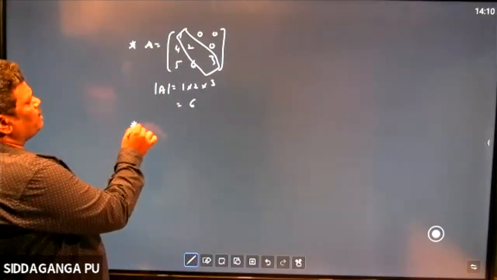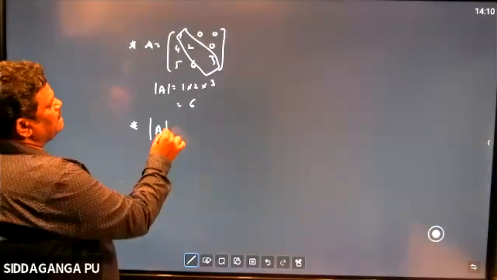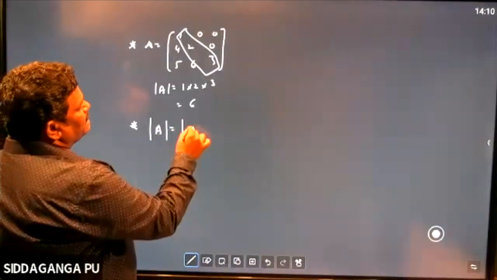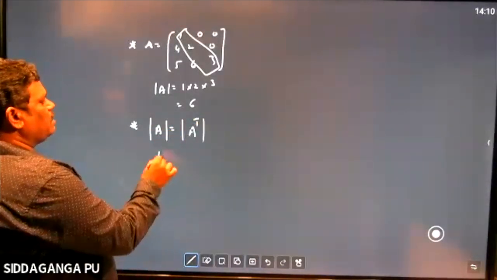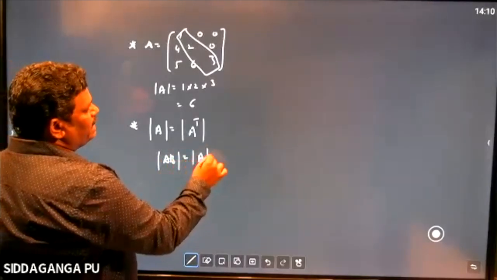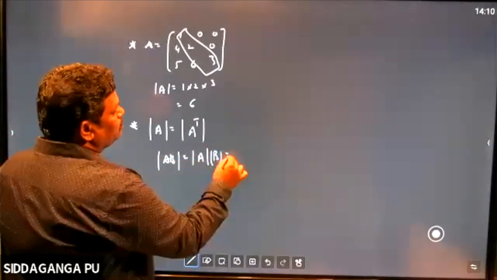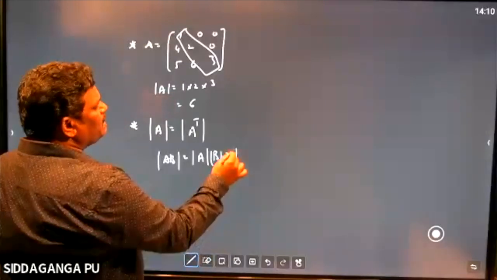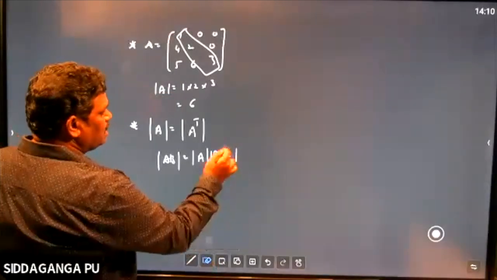A very important property: determinant of A is equal to determinant of A transpose, both are the same. And determinant of AB is equal to determinant of A into determinant of B, or determinant of B into determinant of A, both are the same. Okay? So B into A value.